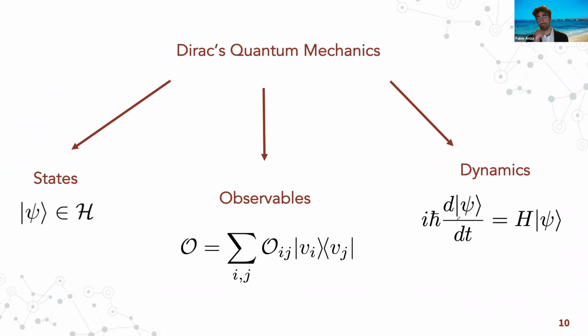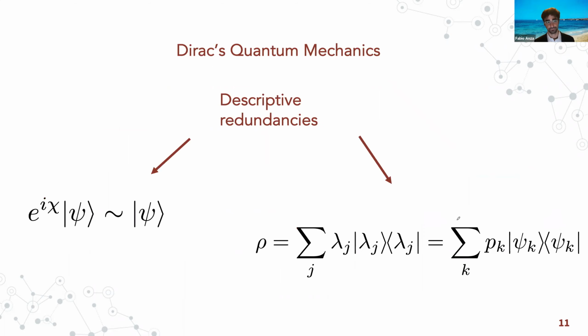So the standard approach to quantum mechanics has three key objects in the theory, right? There are states, which are vectors in a complex Hilbert space. Observables are self-adjoint operators, or matrices, because this is finite dimensional. And the most fundamental dynamical description that we have is Schrödinger's equation. Then when we embed this into a larger system and we look at a part of it, the dynamics is an open quantum system dynamics. Now, the theory has what I call two descriptive redundancies.